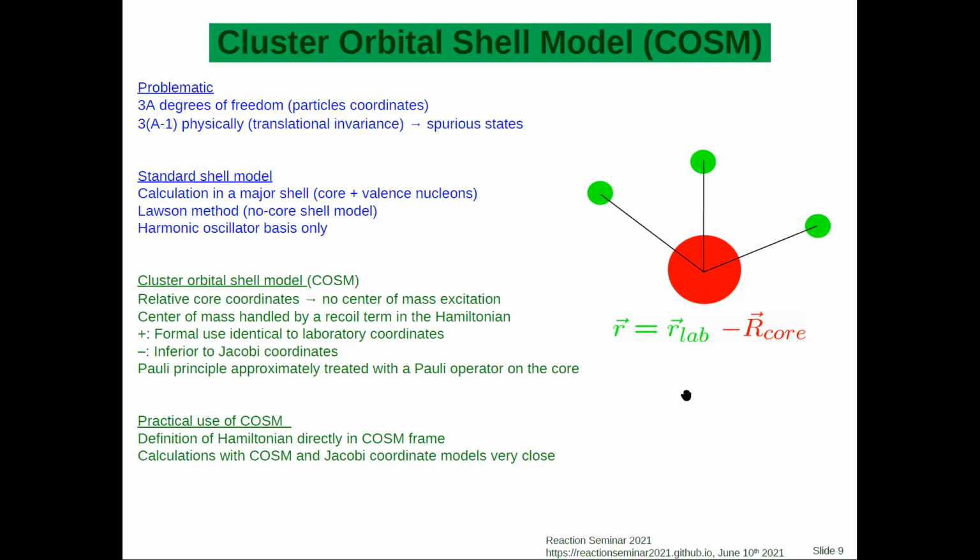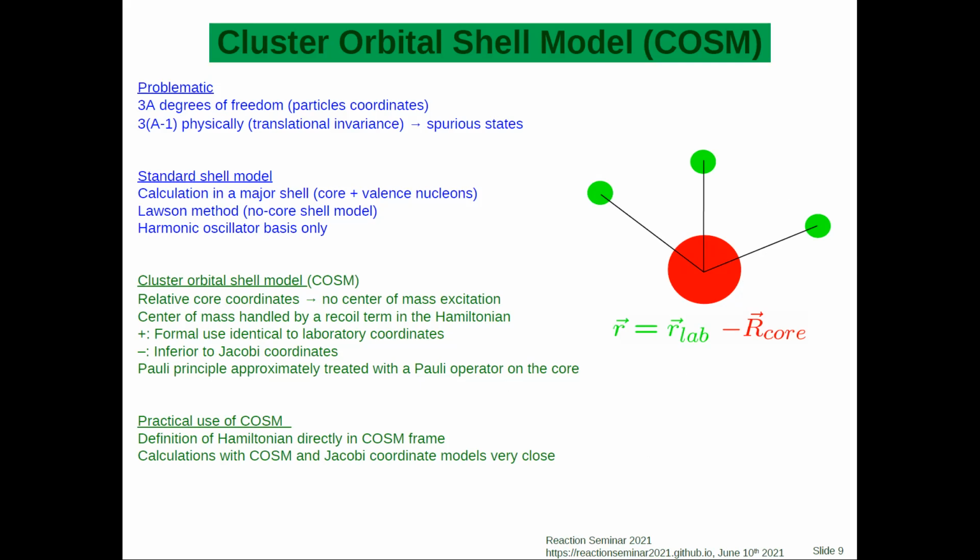Without a core, we cannot define the cluster orbital shell model. The Pauli principle is approximately treated with a Pauli operator on the core, because we only demand the one body states of the valence space to be orthogonal to those occupied in the core space. So we have an approximate picture where the core part is decoupled from the valence part, and then we have an approximate Hamiltonian, because it has to be a one body plus two body part.